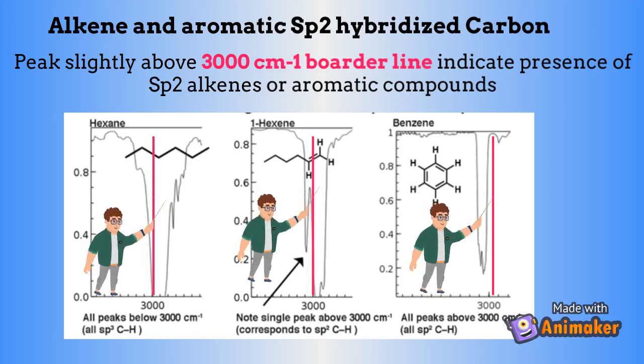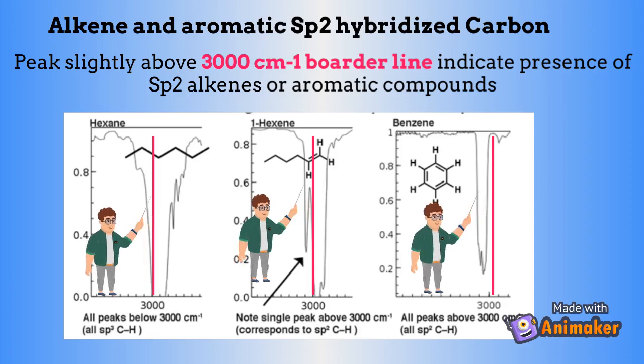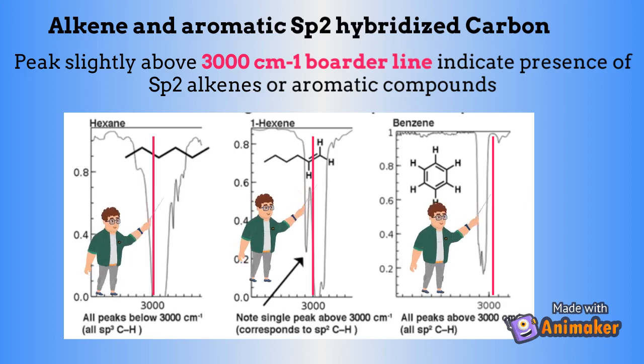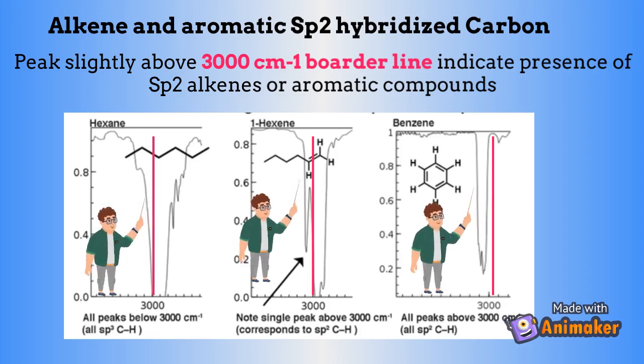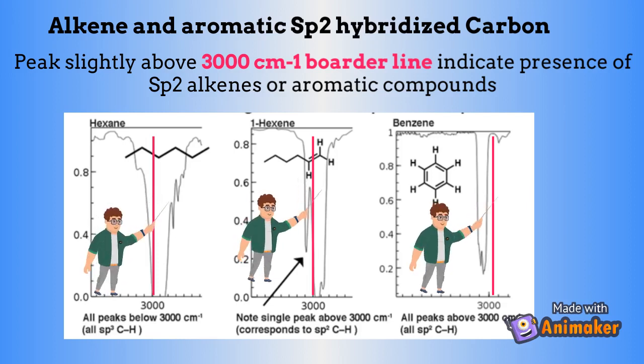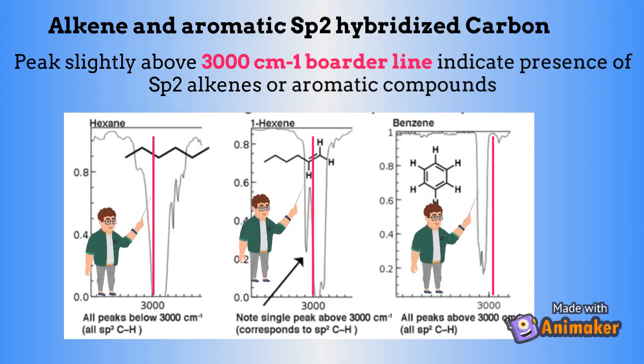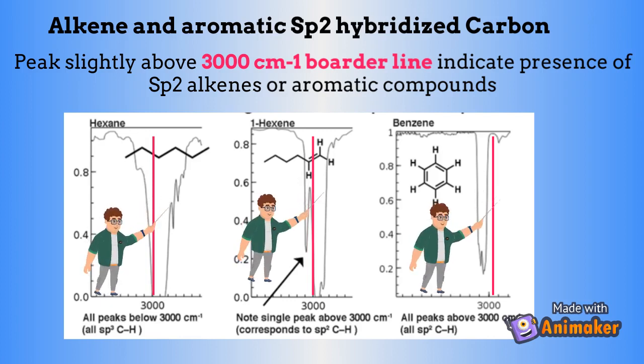A peak slightly above this borderline of 3000 cm inverse indicates the presence of sp2 hybridized carbons, alkenes. In the first IR spectrum, of hexane, there is no peak above 3000 cm inverse, which indicates the presence of alkanes only. In the second IR spectrum, of 1-hexene, there is a peak above and below 3000 cm inverse, which indicates the presence of alkenes and alkanes. In the third IR spectrum, of benzene, there is a peak above 3000 cm inverse, which indicates the presence of sp2 hybridized carbons.